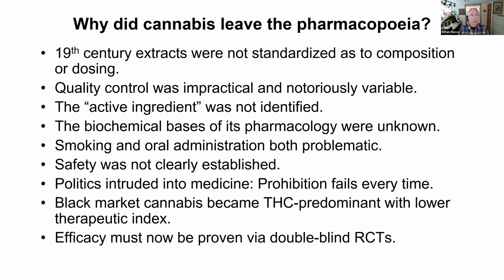So after all this evidence, why did cannabis disappear for many decades? Well, there are a variety of reasons. The 19th century extracts were not standardized either to composition or dosing. Quality control is impractical and notoriously variable. The original material had to come by ship from India to England or the United States until it was grown locally. They never identified the active ingredient. It was not until 1964 that THC was positively identified. So they never knew the biochemical basis of the pharmacology.